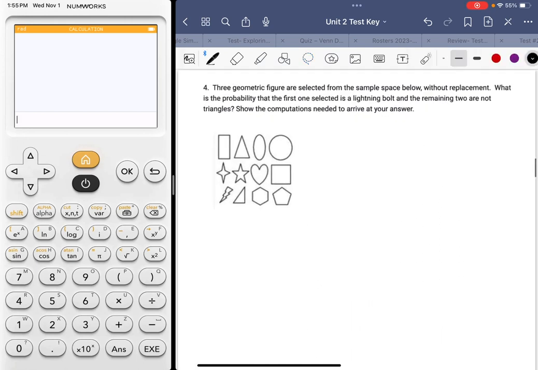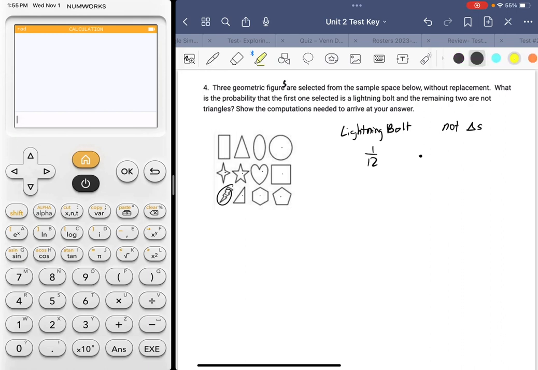Number 4, 3 geometric figures are selected from the sample space below without replacement. What's the probability of the first one selected being a lightning bolt? All right, we'll start with that. So lightning bolt. I got one of those out of 1, 2, 3, 4, 5, 6, 7, 8, 9, 10, 11, 12. And the remaining 2 are not triangles. So the lightning bolt's out of the picture. We're looking for things that are not triangles.